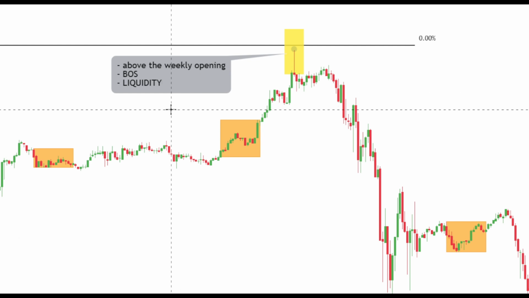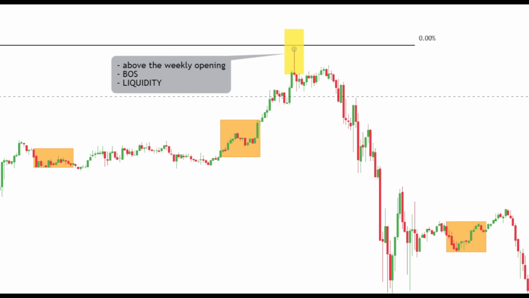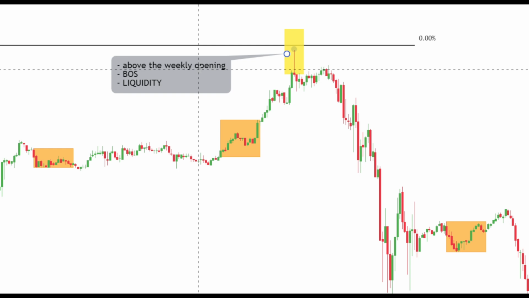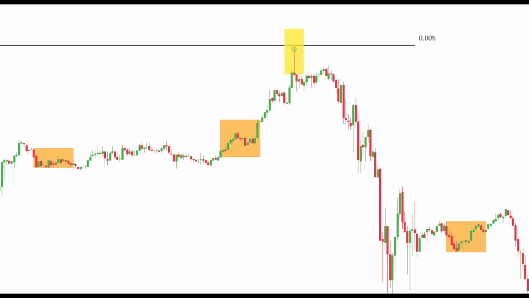So it must be above the weekly opening, it must break structure and sweep some sort of liquidity. And this is exactly what we're going to go into now, the concept of liquidity. Because there's two specific areas where liquidity has been swept, right? This is a previous day high. We're going to call this a PDH for short, right?